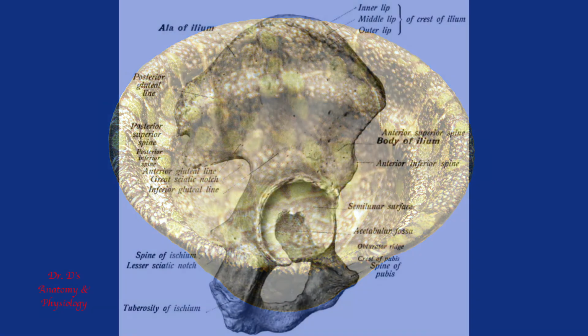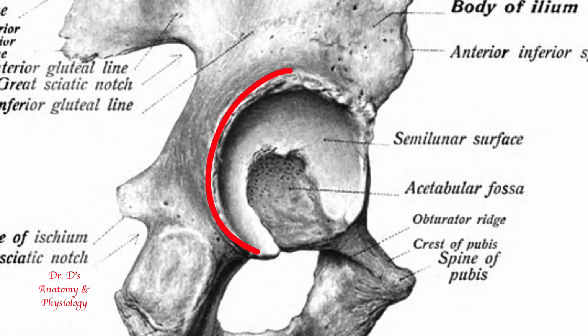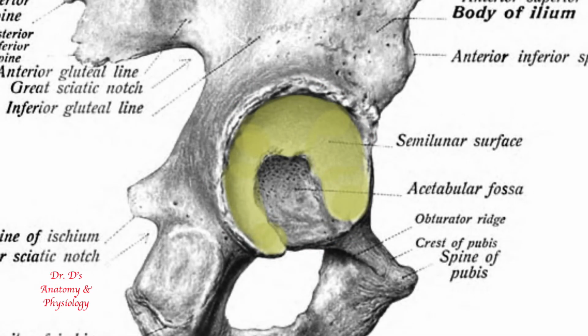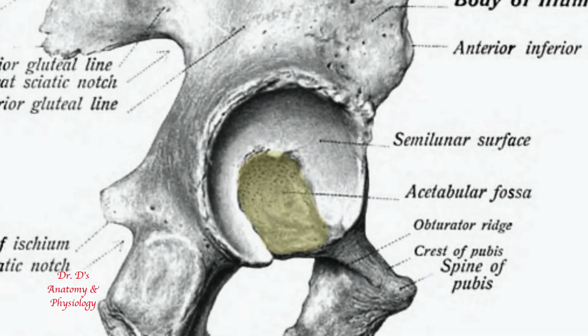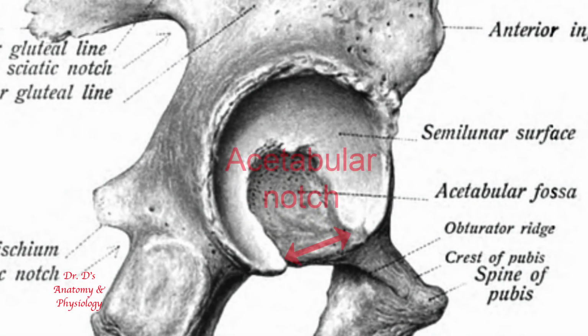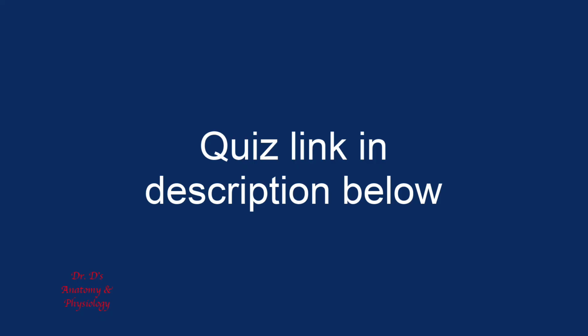But let's return to the actual bone and take a closer look at the acetabulum. The smooth articular surface that would have been covered by hyaline cartilage in the living bone is highlighted here. Because of its resemblance to a crescent moon, this surface is called the semilunar surface. In the middle of the semilunar surface, there is a depression that is called the acetabular fossa. The inferior break in the semilunar surface is called the acetabular notch. This ends our introduction to the hip bone. More videos will describe this complicated bone in greater detail.